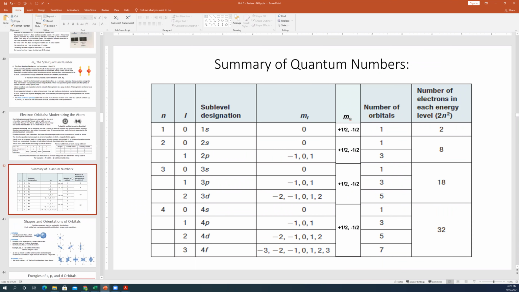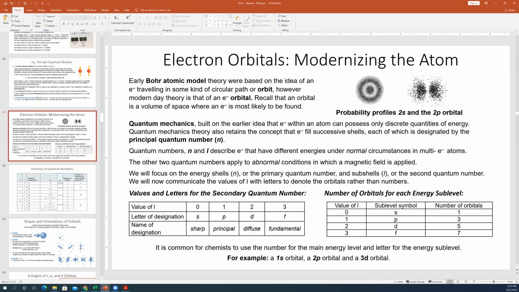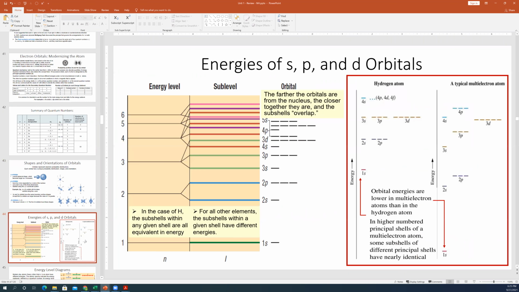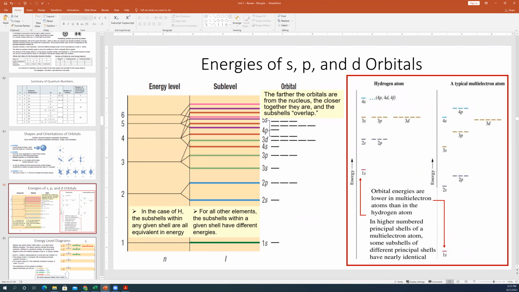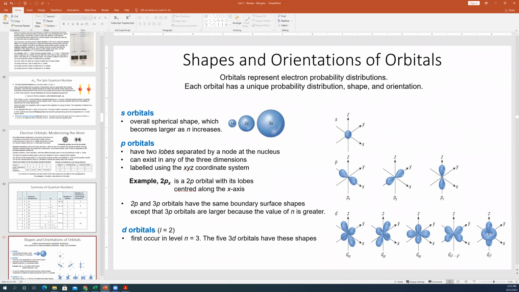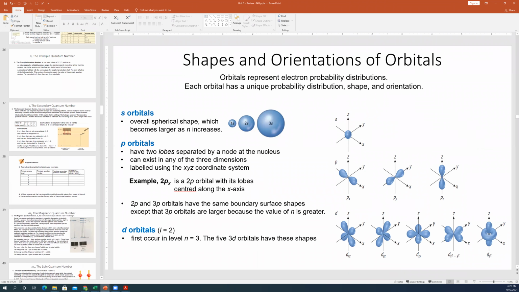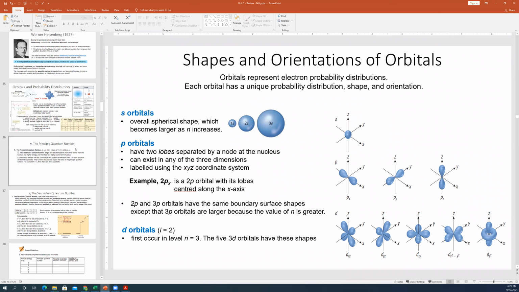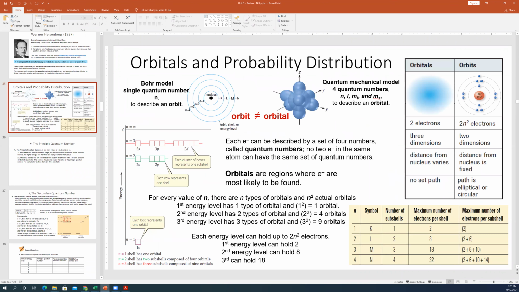Yeah, or the other one. This one? No, no, the one after. Yeah, this one? I think it's shapes and orientations of orbitals. Shapes and orientations of orbitals. Is, oh, no, it's not that one. Okay, this one maybe? Yeah, okay, this one. Okay. I just need to write this down.